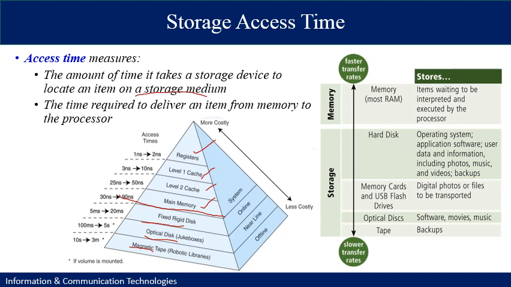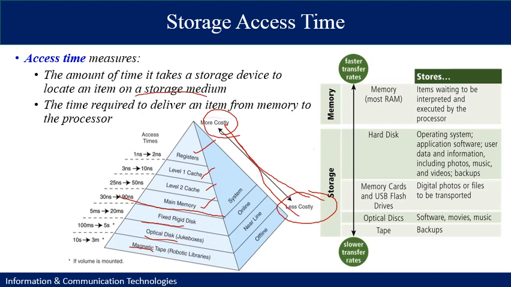which are placed furthest from the processor. So again, as the access time increases, the cost is more likely to increase and the size is more likely to decrease. And as you move away from the processor, the size is more likely to increase and the cost per byte or kilobyte is most likely to decrease.